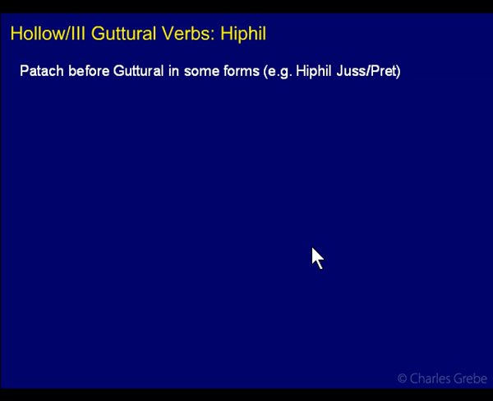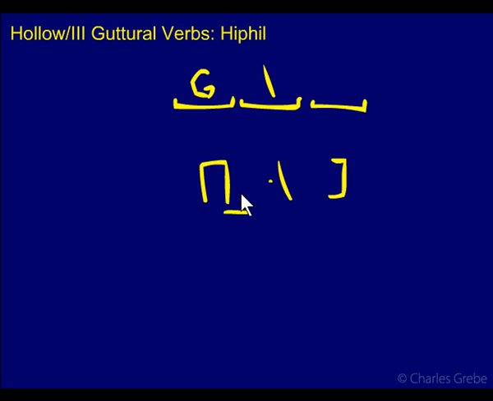Okay, what we're going to see is that there's a patach before the guttural in some forms, for example, the Hiphil, jussive, and preterite. So this third guttural here causes a patach. Now, what's going to happen is, if you put this in the Hiphil, I'll go to the paradigm in a moment. If you put it in the Hiphil, of course, we're going to get the yud in there, right? Because we have the I theme vowel for the Hiphil.